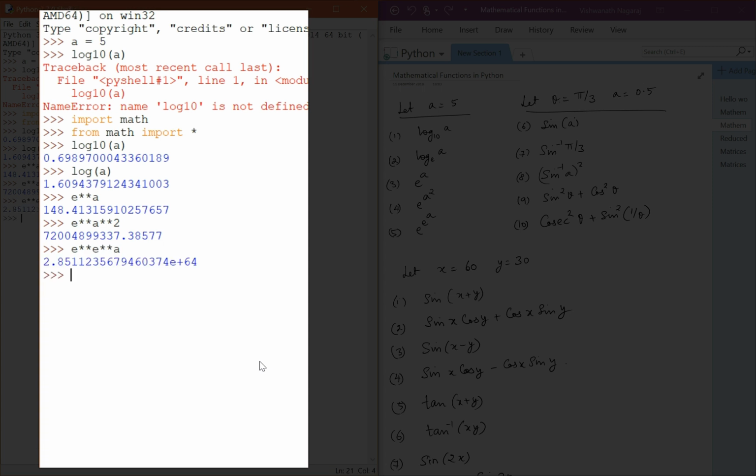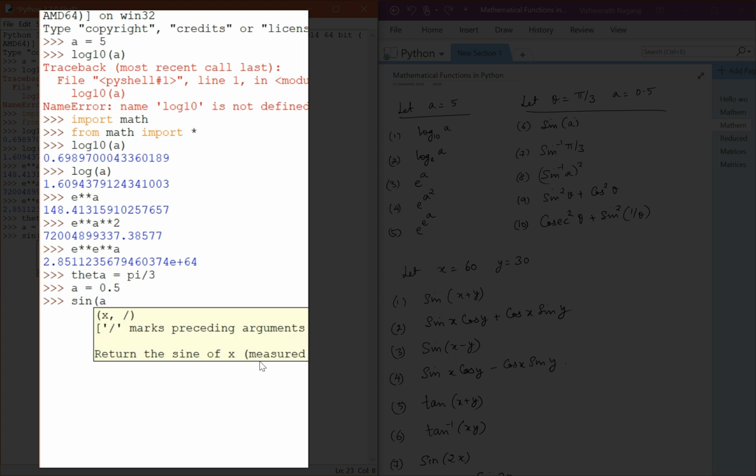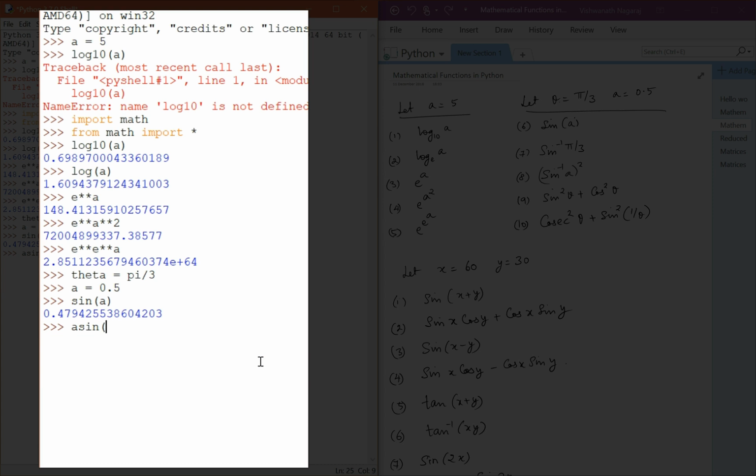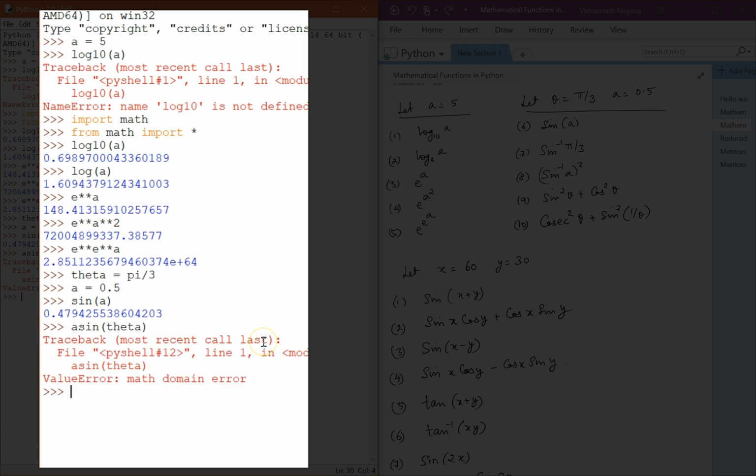Let's look at some trigonometric functions. So let's say theta is equal to pi by 3, and a is equal to 0.5. Sine of a. Sine inverse. Now how do I show sine inverse? For that, asin. Asin is arc sine, which is nothing but the inverse of sine. So asin of pi by 3, that is, we have defined it in theta. So theta. Math domain error.